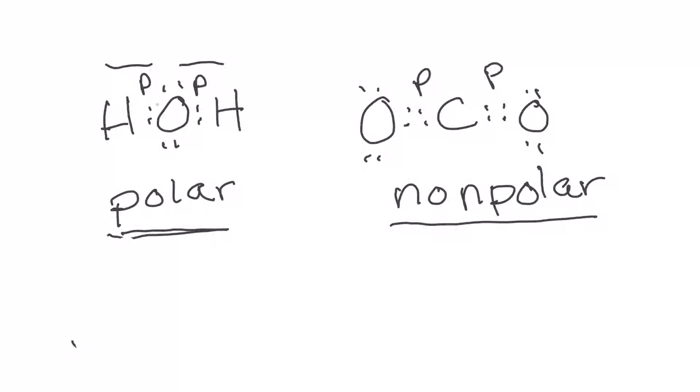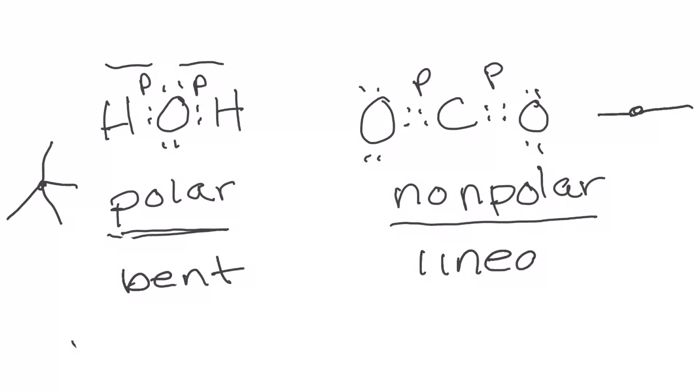So water has 1, 2, 3, 4 groups of electrons. So it is a bent molecule. So hopefully you remember doing that from the previous studies. And carbon dioxide only has 2 groups of electrons, which gives it a generic shape of 180 degrees. And water's generic shape is 109 degrees, approximately. And so this is a linear molecule.